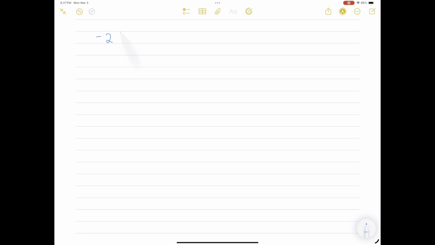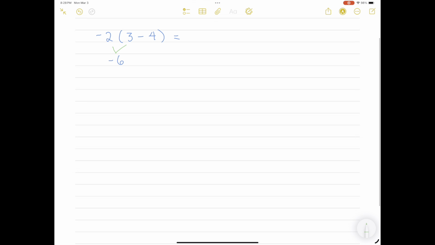Next, negative 2 times open parenthesis 3 minus 4 close parenthesis. So we use the distributive property here. First, we multiply out negative 2 times 3, which gives us negative 6. Next, we multiply out negative 2 times negative 4, which equals positive 8. We write plus 8 next to negative 6, so we have negative 6 plus 8, which equals positive 2. We box our answer.